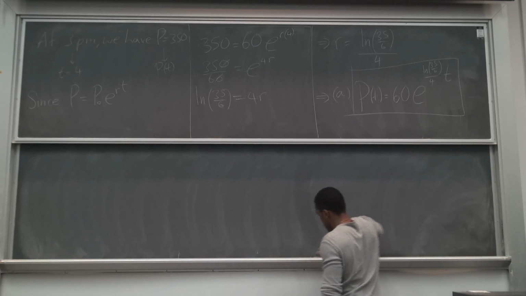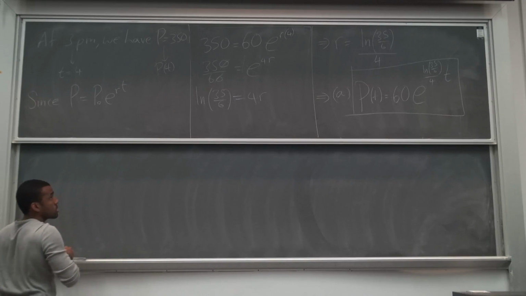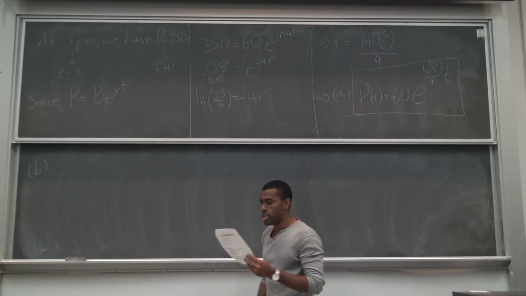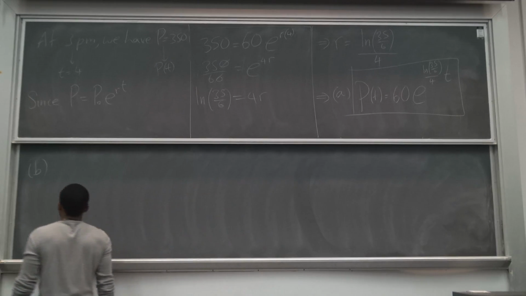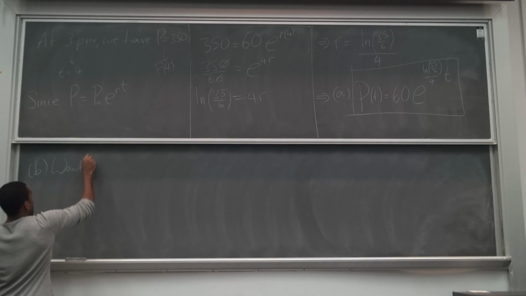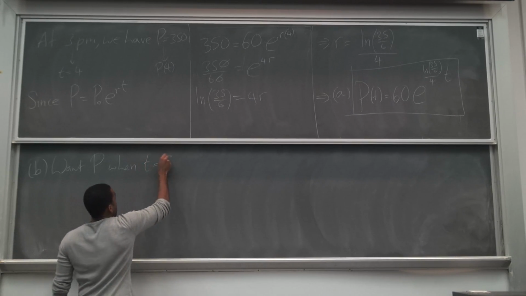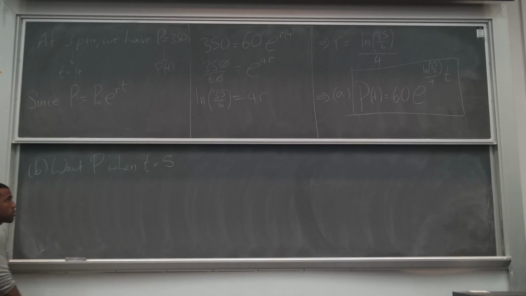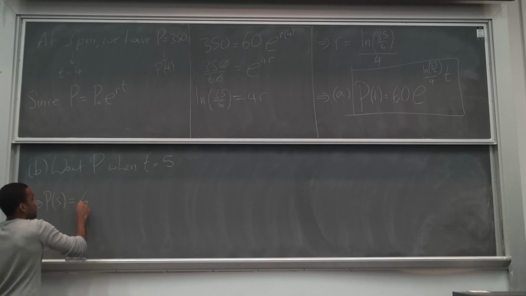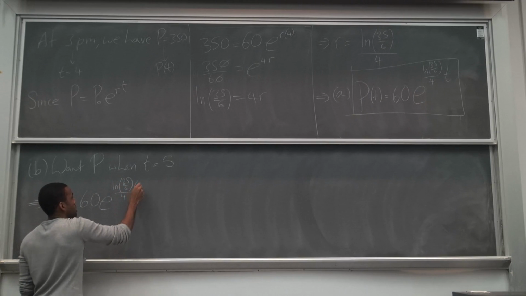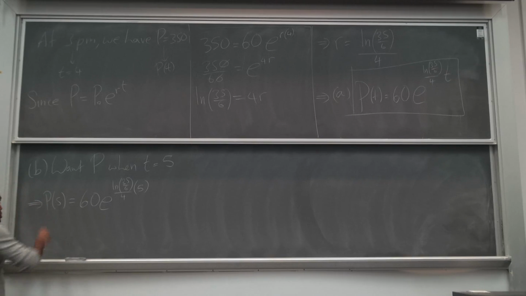Part B, what do we need to find for part B? What is the size of the population at 4 p.m.? So basically we want P when T equals 5. Right? Remember, we start the clock at 11 a.m. So 4 p.m. is actually 5 hours away from that. So what do I do now? Just plug in T equals 5. This is 60 e to the ln of 35 over 6 over 4 times 5.